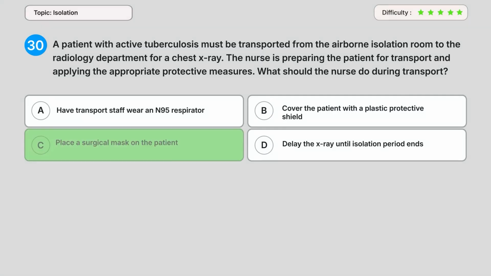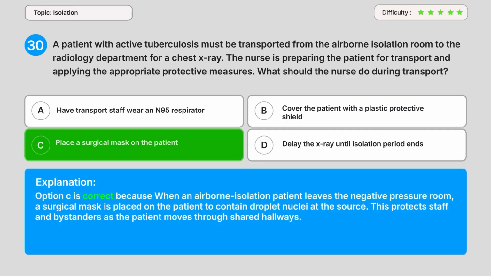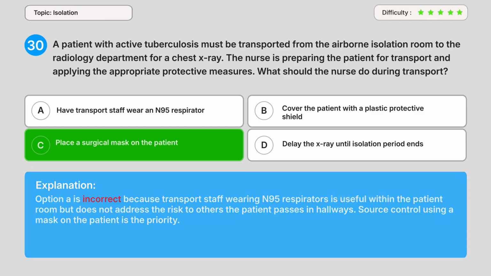Correct answer. C. Place a surgical mask on the patient. When an airborne isolation patient leaves the negative pressure room, a surgical mask is placed on the patient to contain droplet nuclei at the source. This protects staff and bystanders as the patient moves through shared hallways. Option A is incorrect because transport staff wearing N95 respirators is useful within the patient room, but does not address the risk to others the patient passes in hallways. Source control using a mask on the patient is the priority.